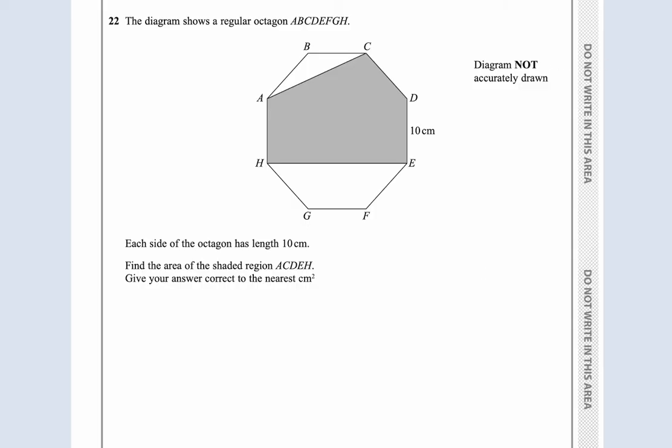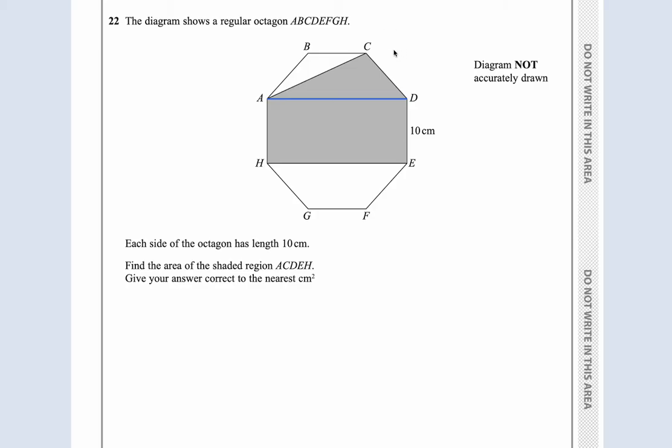Okay, this is how we do it. We need to split the shaded shape into a rectangle and a triangle. One of the keys to solving this is recognizing that we only have the length 10, so I don't even know this length, and I don't even know the height of this triangle, so I need some angles. I don't have any angles, so that was the first thing I thought about when I was doing this question.